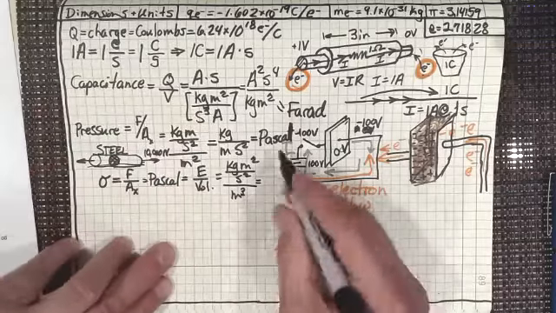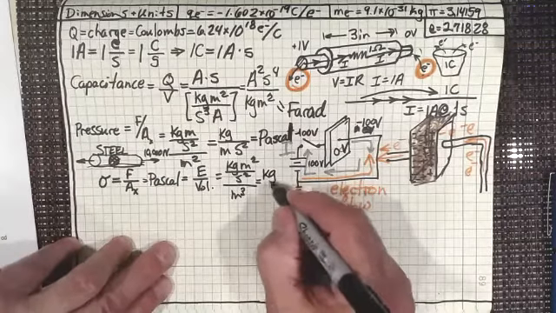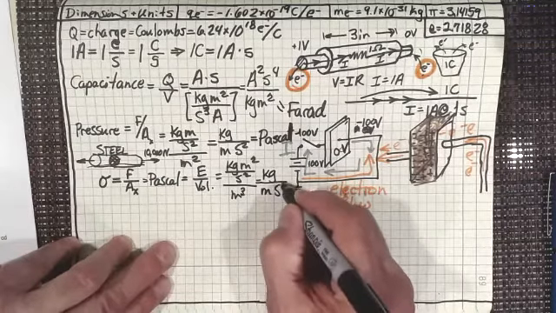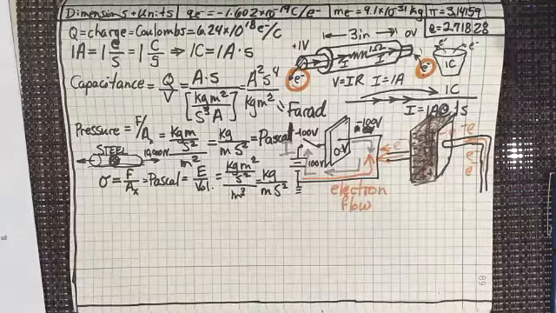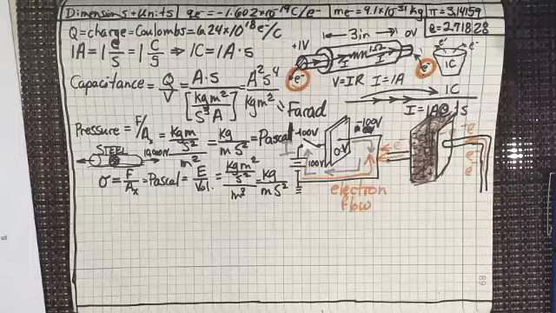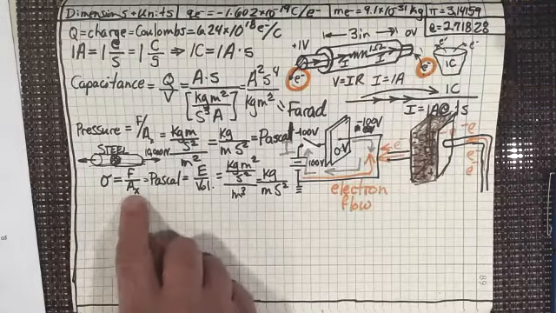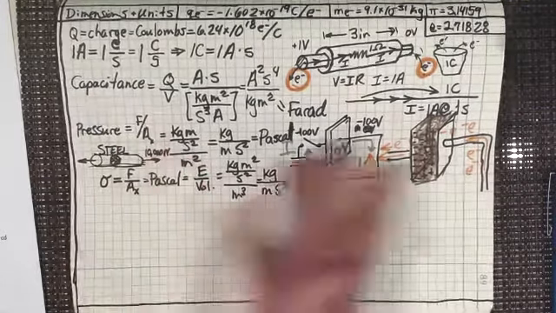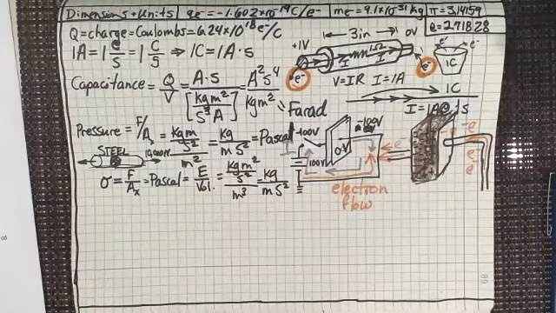Now this is meters cubed, and we get the same thing, kilogram per meter second squared. So yes, energy per unit volume is the same as pressure, is the same as stress in solid mechanics, is the same as pressure in fluid mechanics. They're all the same. It's energy per unit volume. All right, so I got that out of the way.